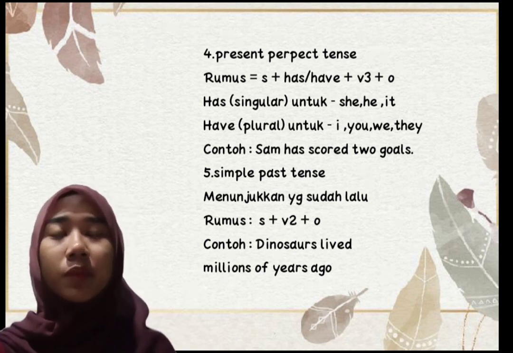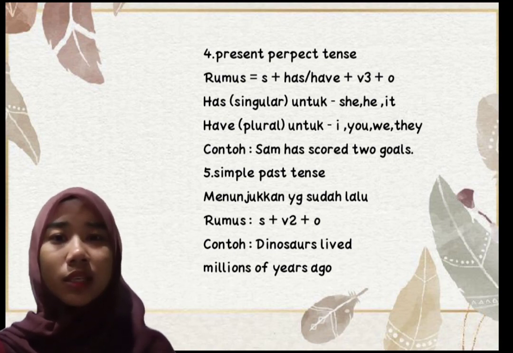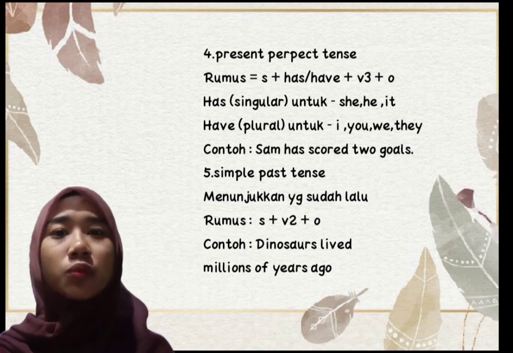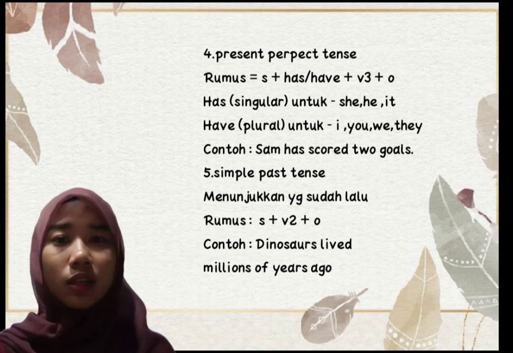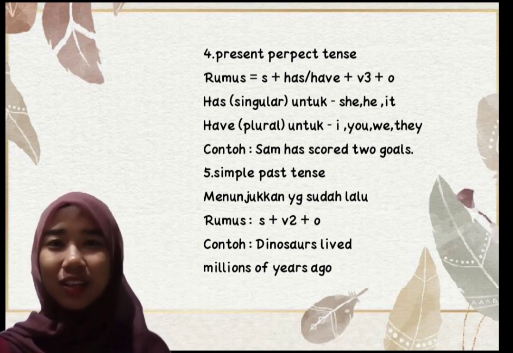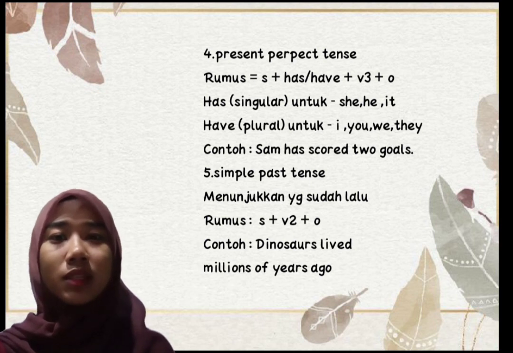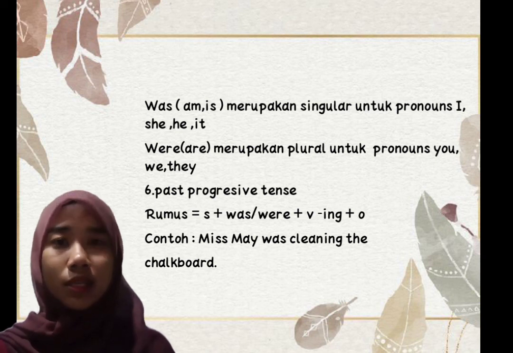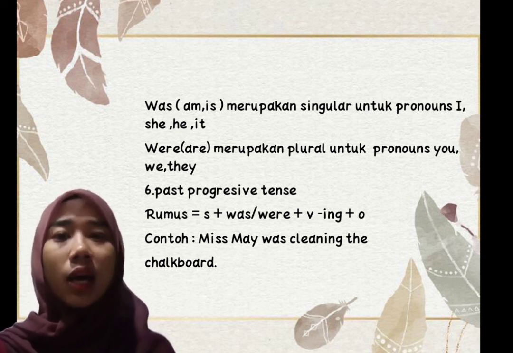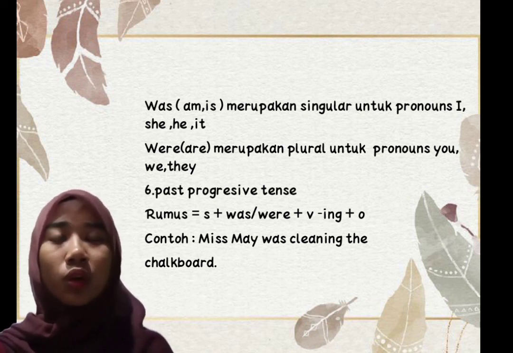Baiklah, yang selanjutnya itu adalah simple past tense. Simple past tense biasanya menjelaskan tentang sesuatu yang sudah lalu atau sudah terjadi. Rumusnya subject plus verb 2 plus object. Sebagai contoh, bisa lihat ke samping. Nah, dalam past tense tentu kita akan mengenal was and were, di mana was sama dengan to be am and is yang digunakan untuk pronoun I, she, he, and it. Sedangkan were sama dengan to be are, di mana digunakan untuk pronoun you, we, and they.